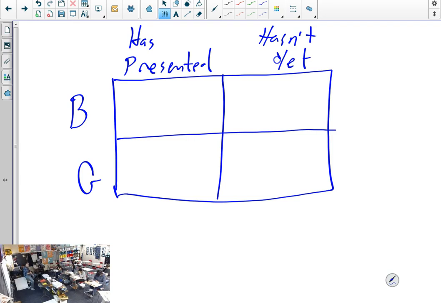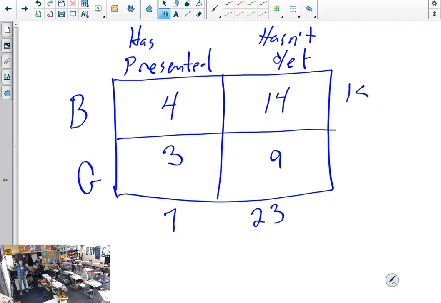So the information we know is boy, girl, some have, some have not. Hopefully you have this. I did the boys up top. That's fine. If you're flipped, you just have to flip everything. 14, 9, 23, and 7, 18, and 12, and out here, your class total. If that is exactly what you did, wonderful.